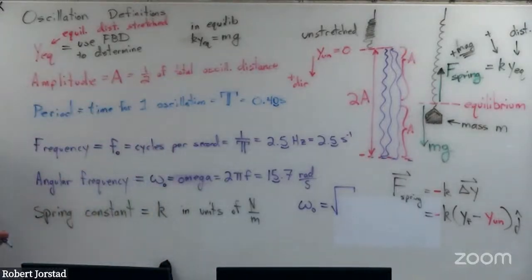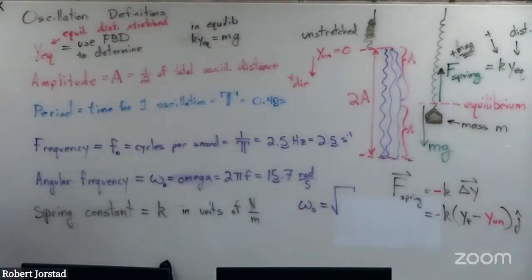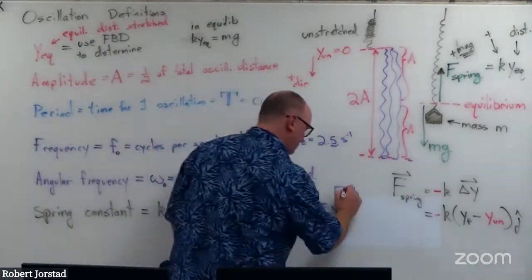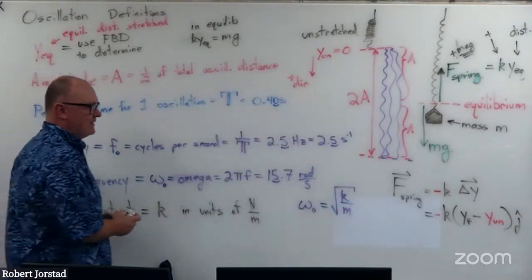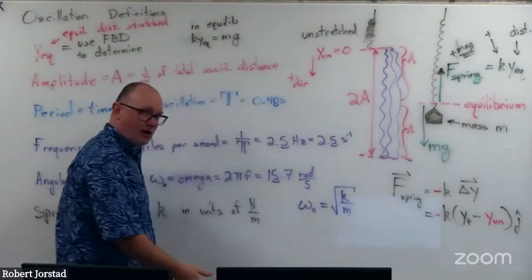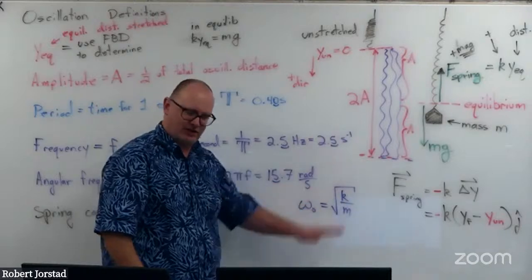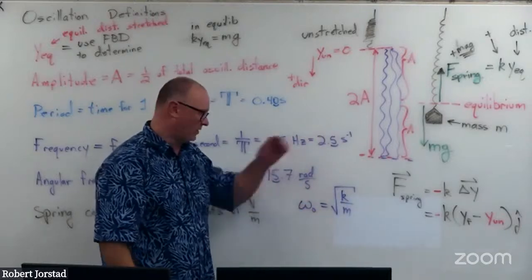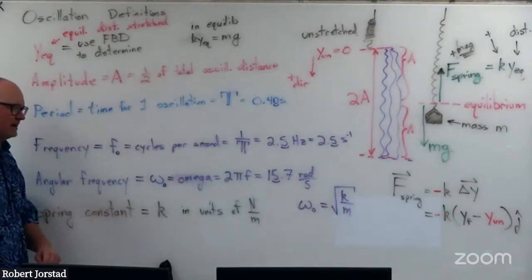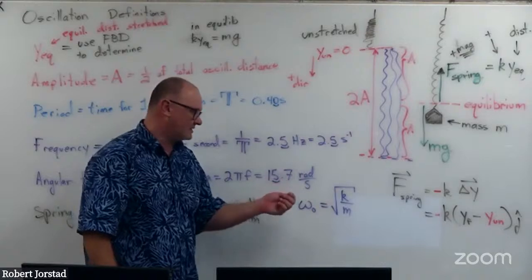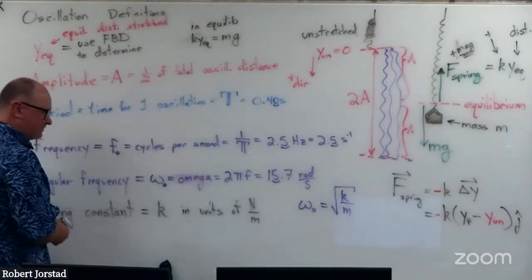Take a second, pause the video. Do you think it's going to be K over M or M over K? All right, here we go. It's K over M. Let's think about it. If you use a large mass, it's going to be harder to make a large mass change directions. You're going to require more force, more acceleration. Similarly, if you have a stiff spring, a large spring constant, it's going to cause the mass to change direction quickly. So hopefully this makes sense.